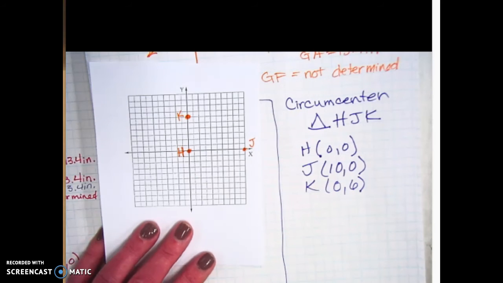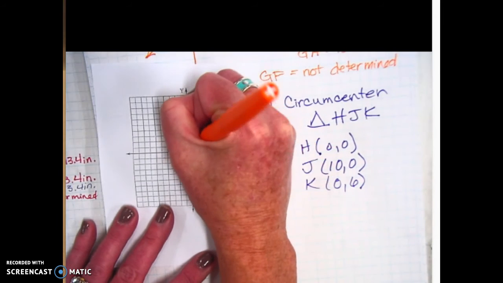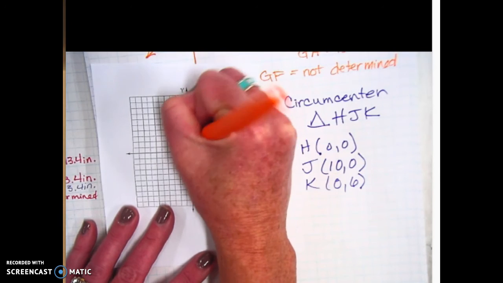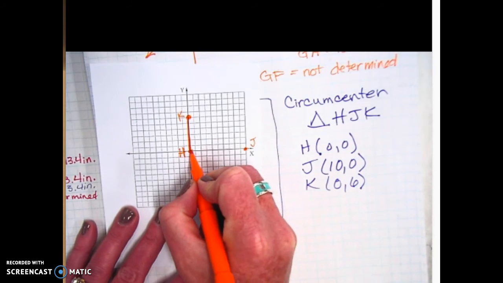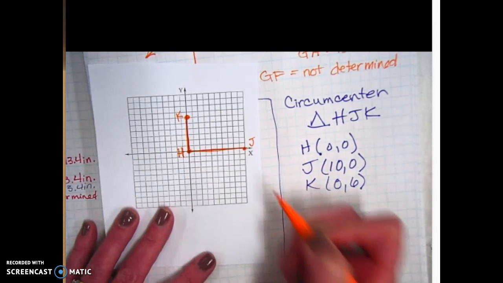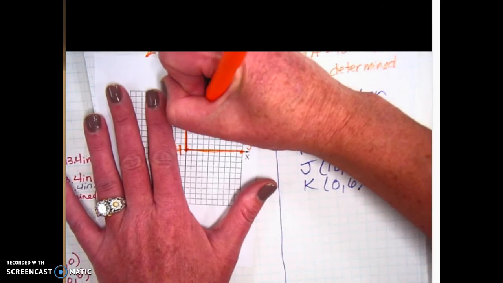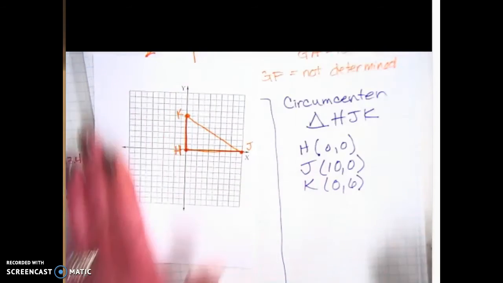So those are the 3 vertices of our triangle. So we're going to connect them all. So K to H, straight up and down. H to J is horizontal, straight across. And JK is diagonal. Just draw it as straight as you can.